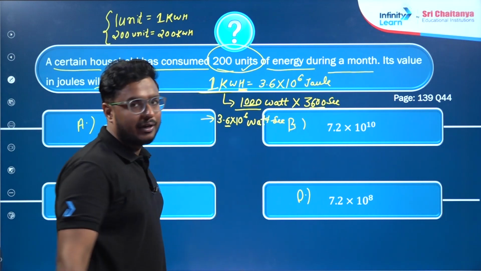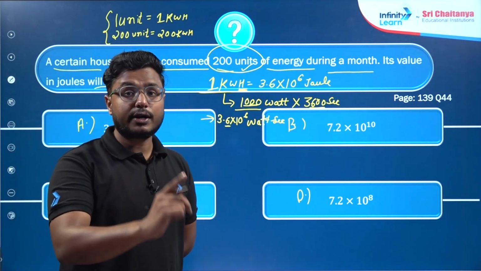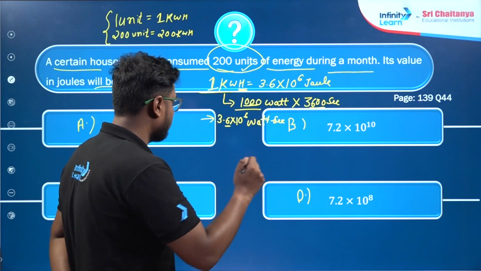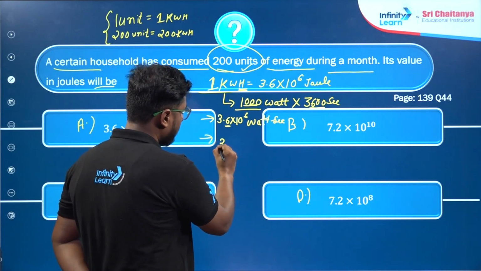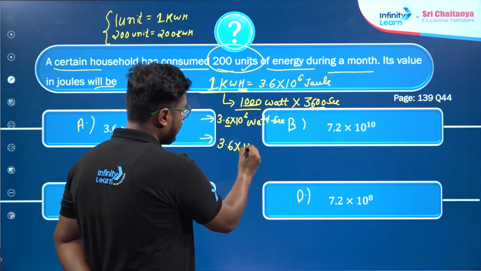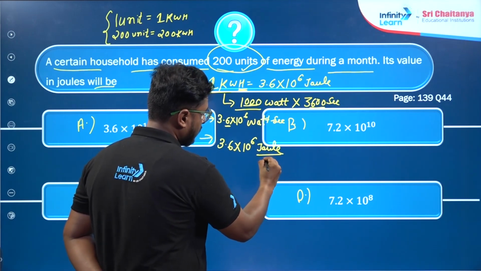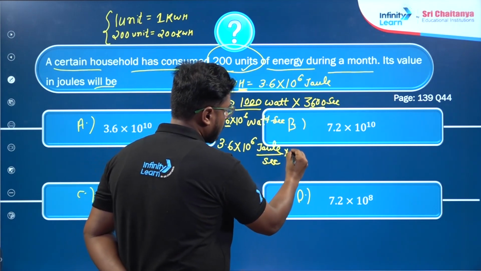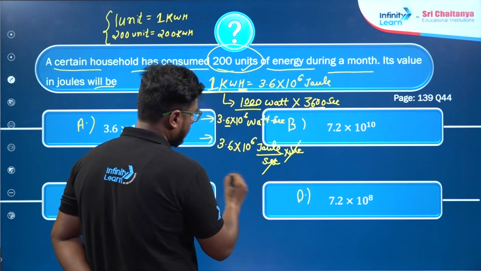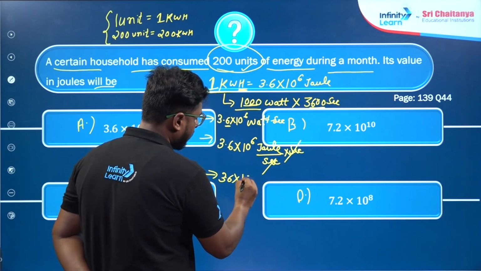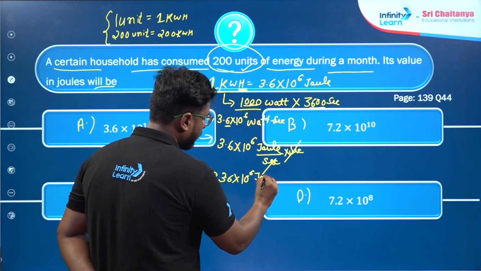What is the unit of power? Power is equal to work done divided by time. So you can also write it as joule per second. 1 watt is also equal to joule per second. We can say that. Got it? How much is it? 3.6 into 10 to the power 6.